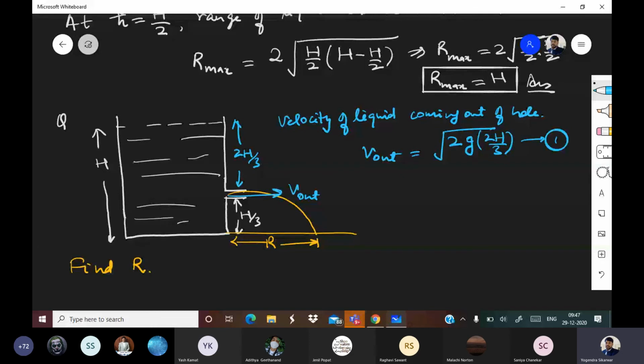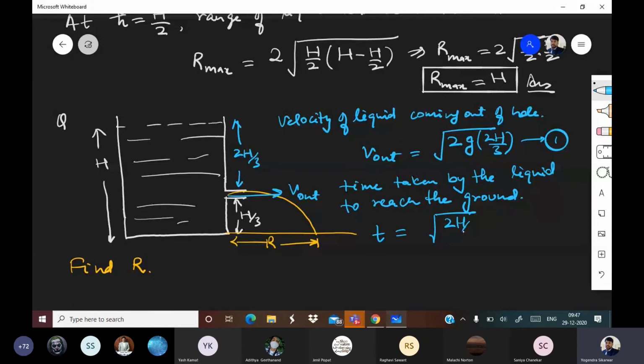Now the next point is the time taken by the liquid to reach the ground. So T will be under the root of 2 into H by 3 upon g, because T is equal to under root of 2h by g. This is equation number 2.